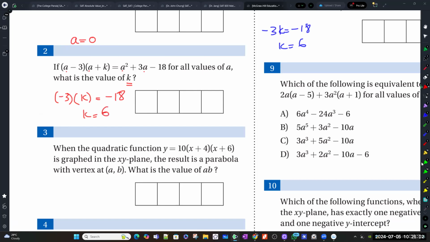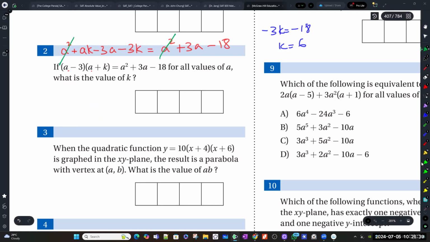You chose 3. 3 minus 3 is 0. It just erodes everything. So 3 wasn't really the best choice. We can just solve it by expanding first. A square, a times a is a square, a times k is ak, minus 3a minus 3k is equal to a square plus 3a minus 18.